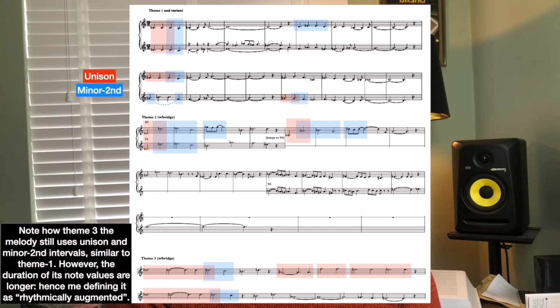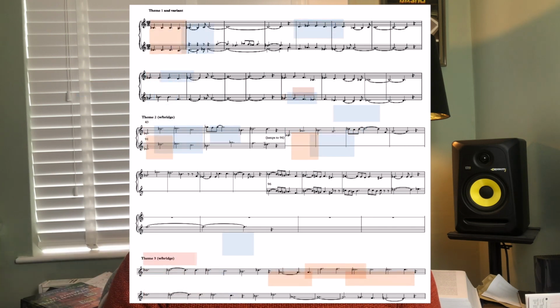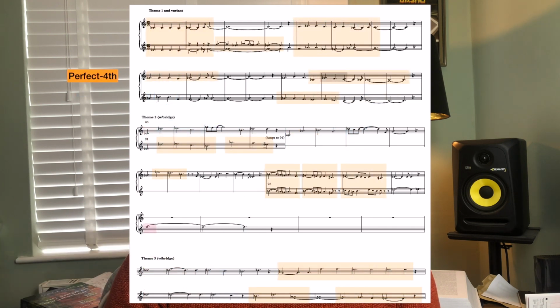The second set of annotations reveals some insightful intervallic consistencies and qualities across larger portions of each theme. The most significant is the perfect fourth, which appears as the span of many phrases and segments of each melody. Prominent in theme 1, one can see how these segments outline or do not extend beyond the span of a perfect fourth.